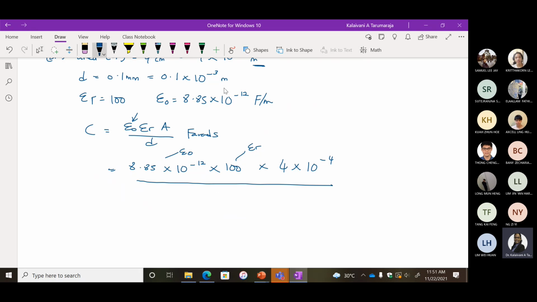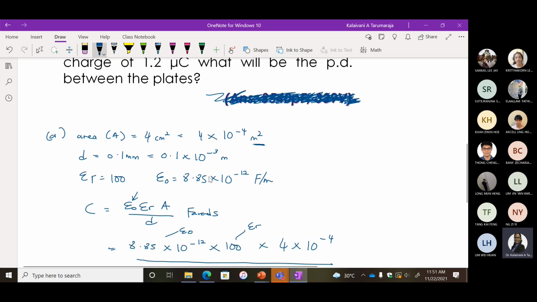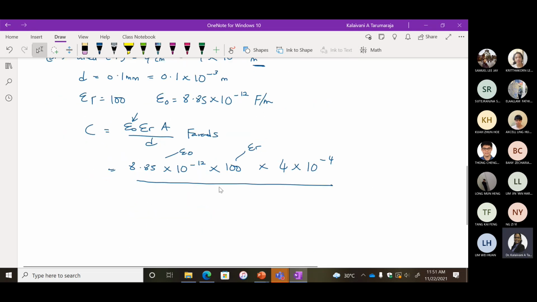Miss shows this one because maybe you were confused why the area is minus 4 and this is minus 3. We maintain the same milli for the distance because this is not a power of 2, and that's the reason we have minus 4 for the area. So we have 0.1 times 10 to the minus 3. Once you're done, you can get the answer here.